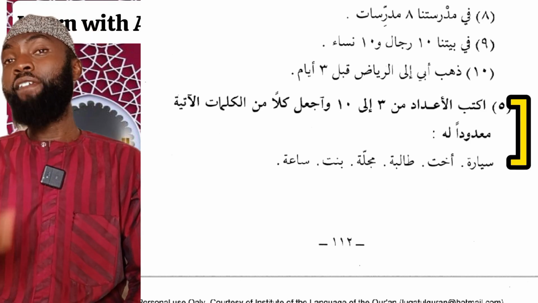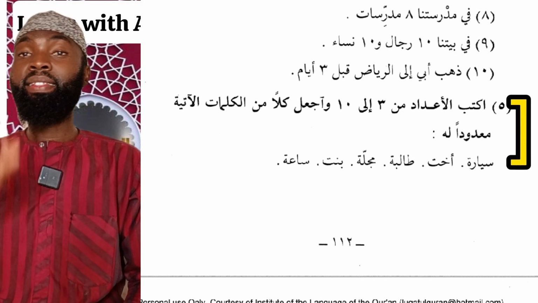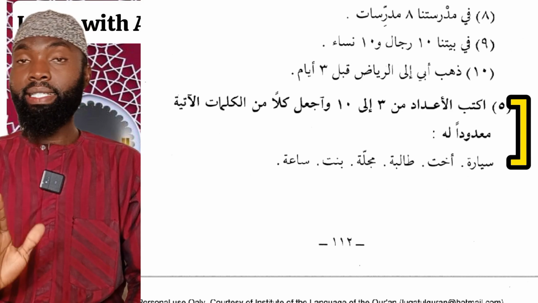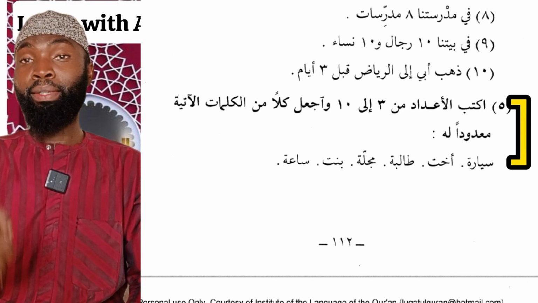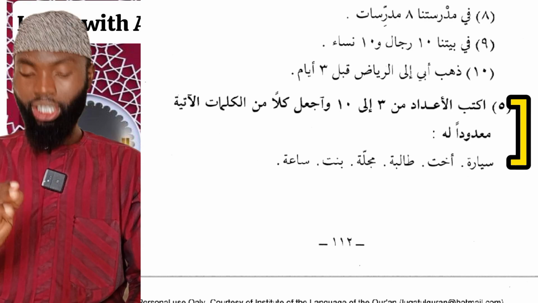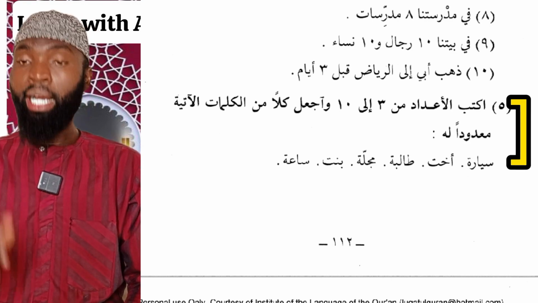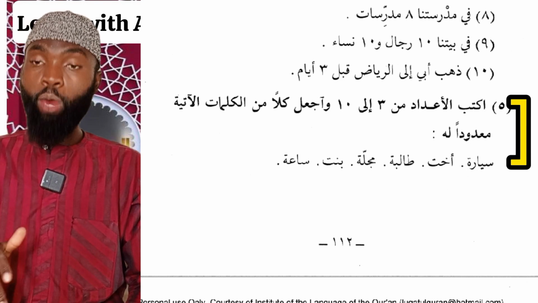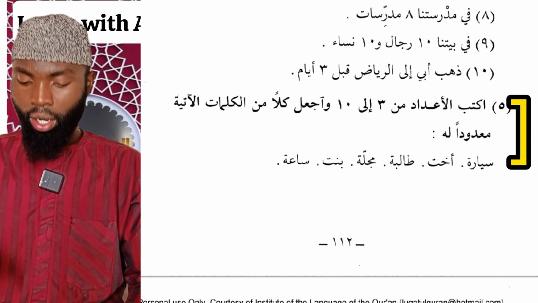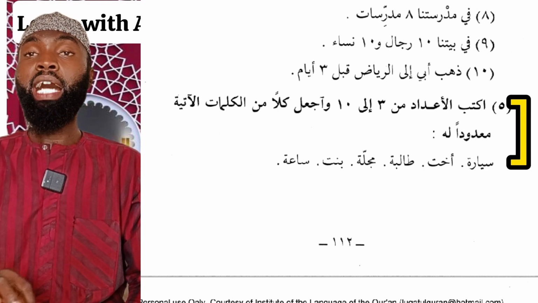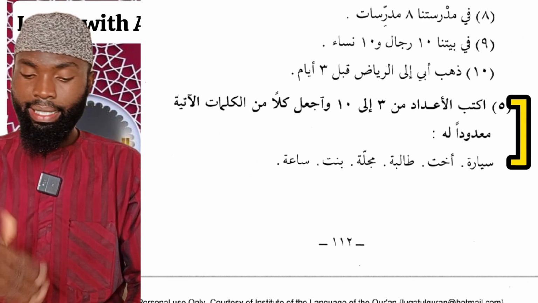Now, exercise number 5, the instruction says اكتب الأعداد, that means 3 إلى 10. Write the numbers from 3 to 10 in words. 3, 4, 5, 6, 7, 8, 9, 10. We have to write this down. واجعل كل من الكلمات الآتية معدودا له. Then the following words, here we have 6 words: سيارة, أخت, طالبة, مجلة, بنت, ساعة. We are to count these following words using the numbers which we have written. So let's give an example.